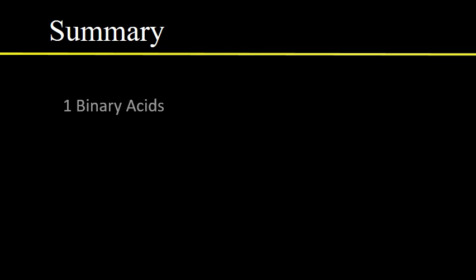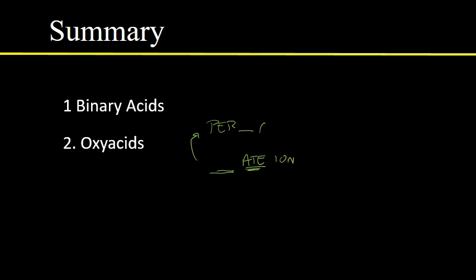All right, so in this little video, we looked at 2 kinds of acids. We looked at binary acids and oxyacids. And for oxyacids, we had that little table. This is important that you remember this. If you start with the ate form of some oxyanion, if you add one oxygen, the name changes to per-ate ion.